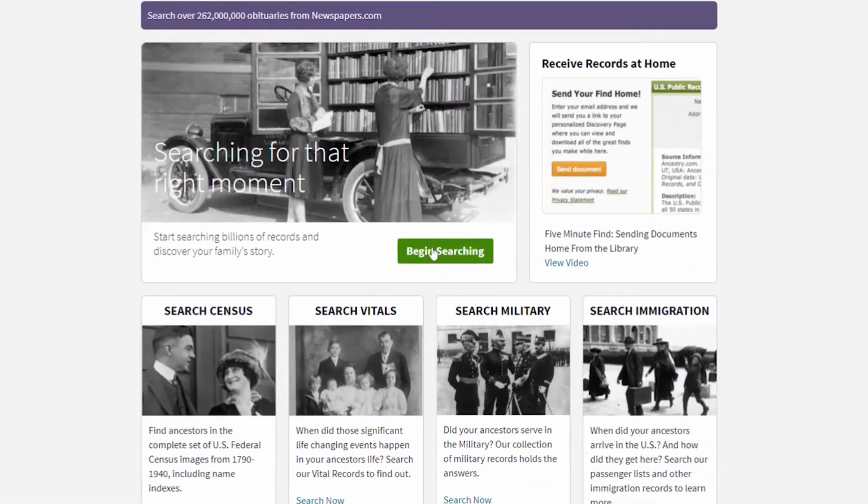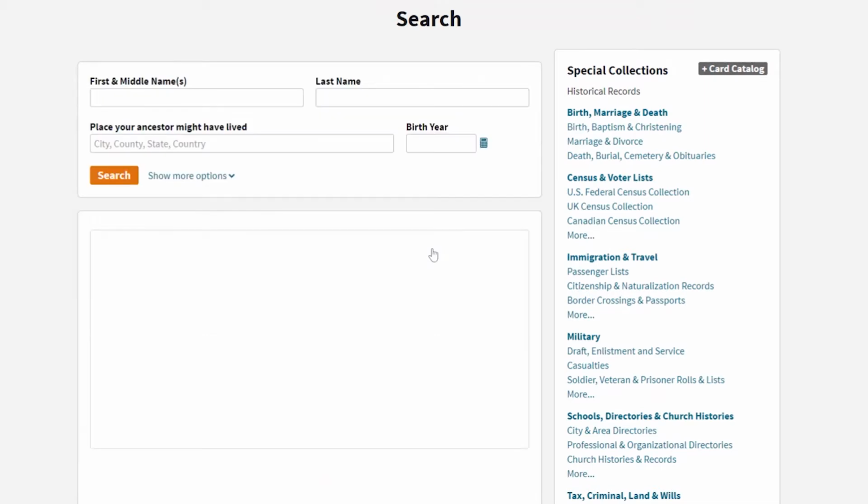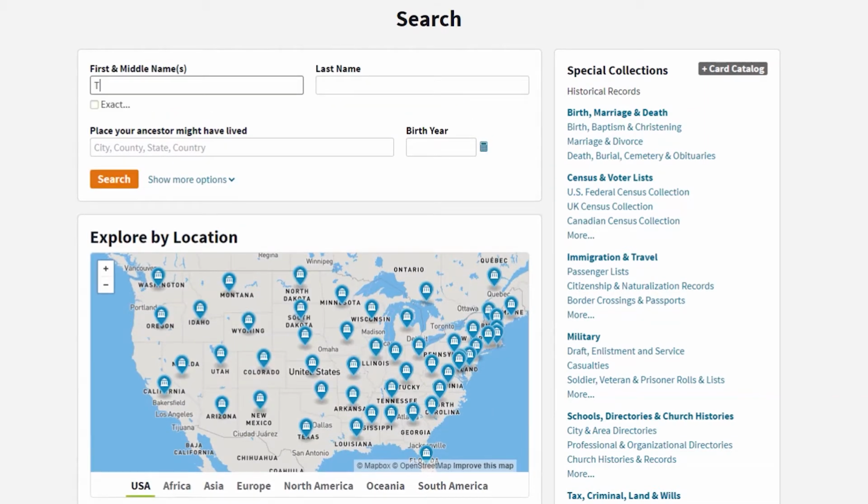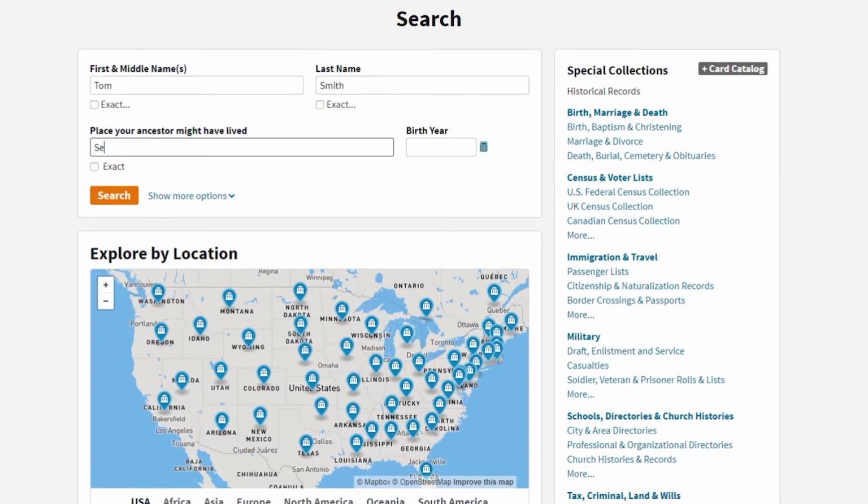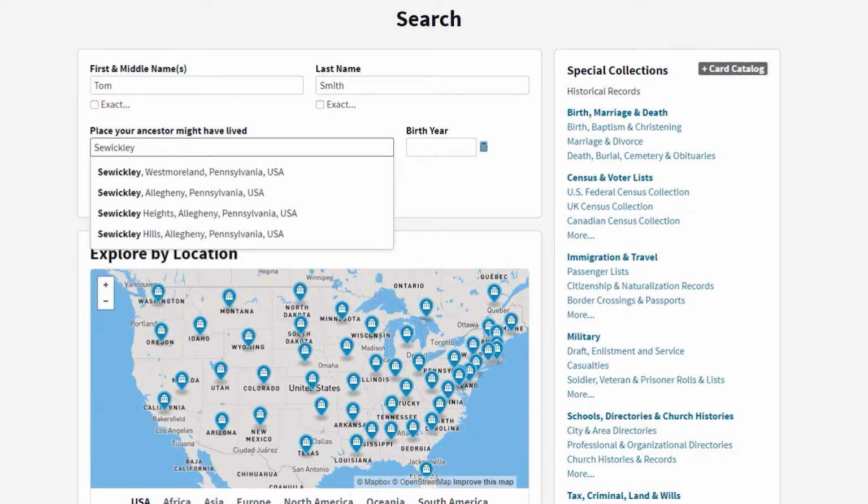The library also does have an Ancestry library subscription, which means that if you come to the library, and I think through March 2021 from home, you can use your library account in order to get information and have access to Ancestry library.